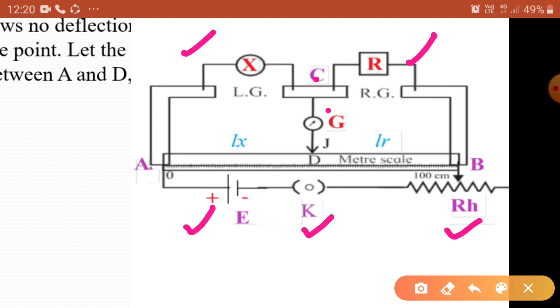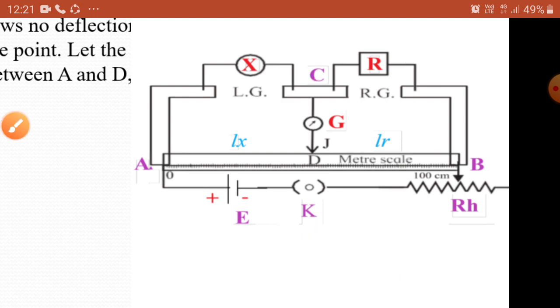The jockey is nothing but a metallic rod whose one end has a knife edge and which can slide over the wire AB to make the electrical contact. We have to place the jockey at different points on the wire. Then the galvanometer shows the deflection, and this deflection must be on opposite sides, otherwise adjust the rheostat and the values of the resistances from the resistance box.